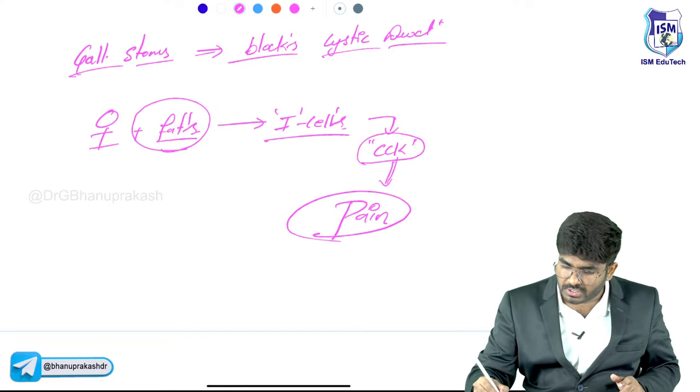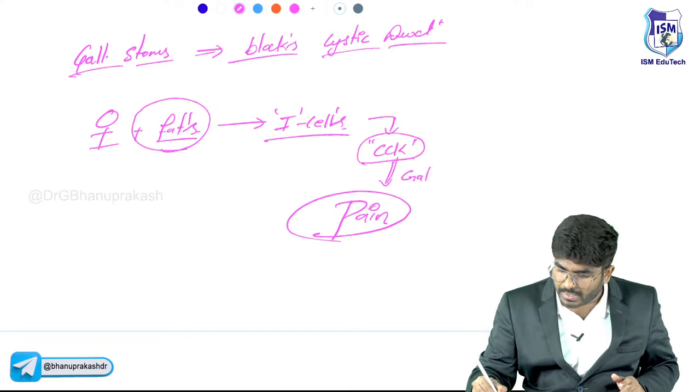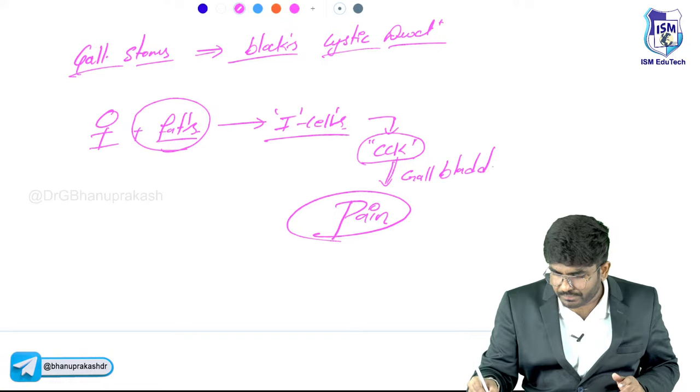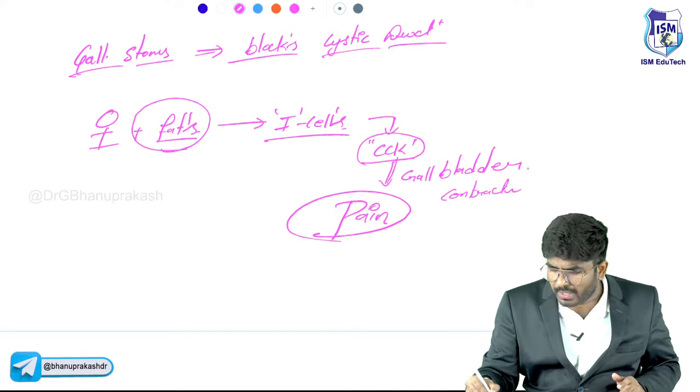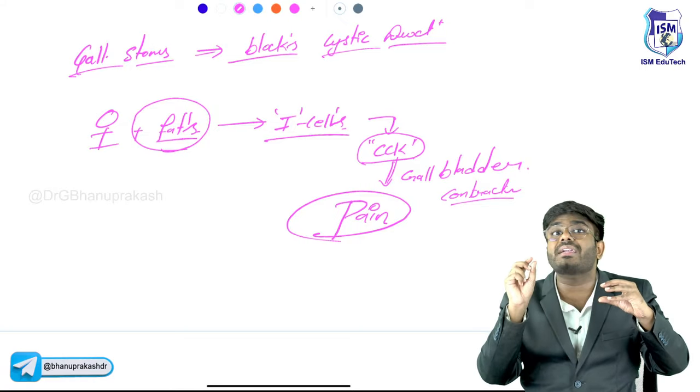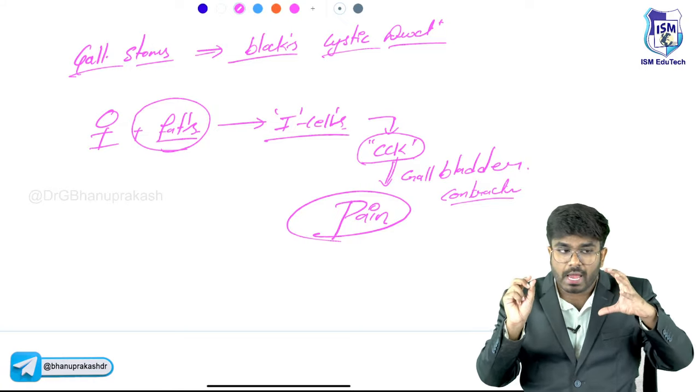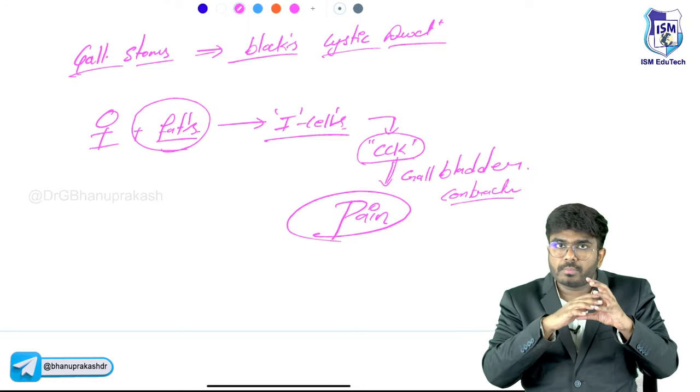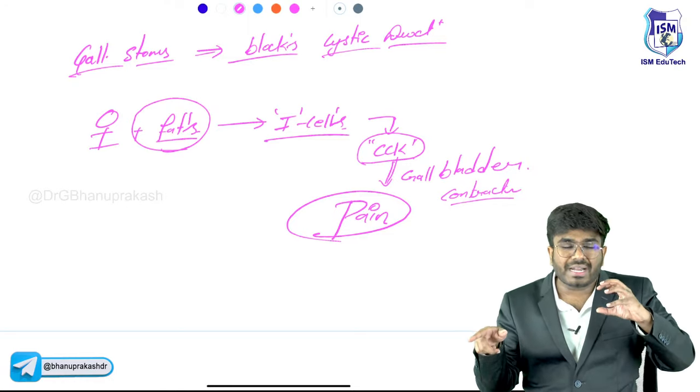Why pain? Because this cholecystokinin is causing gallbladder contractions. If the gallbladder is contracting, that's not a problem. But the gallbladder is contracting with a blocked duct. The duct is blocked with a stone and the gallbladder is contracting, so bile is not going to go out. So that causes the pain, sir.